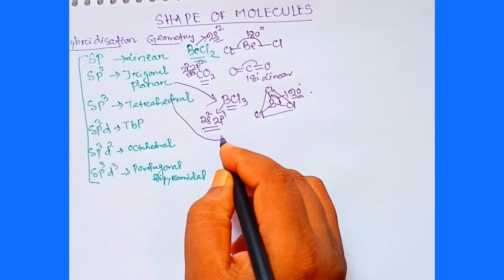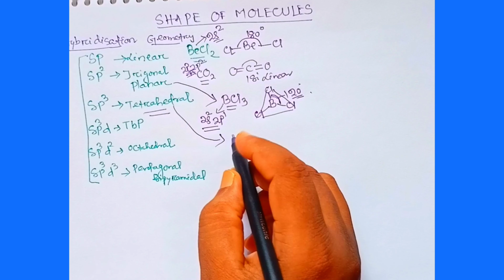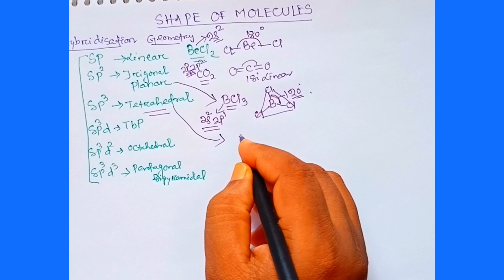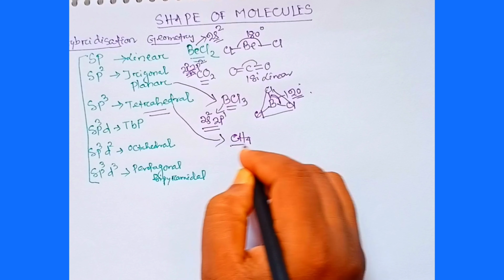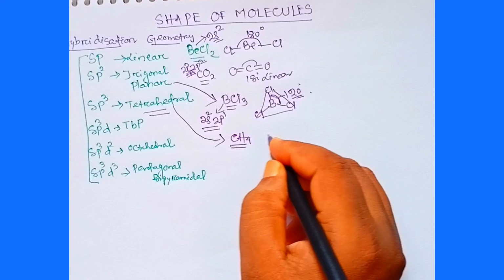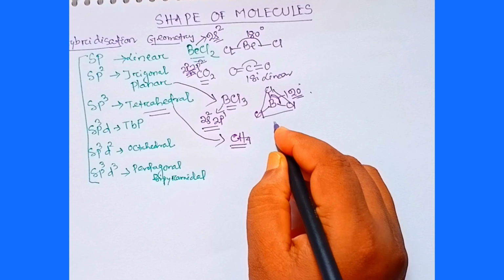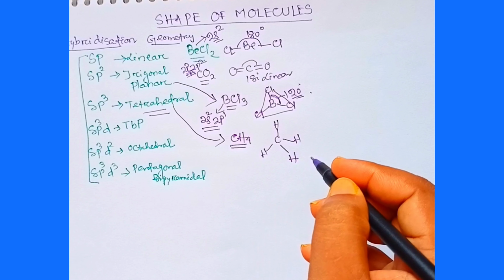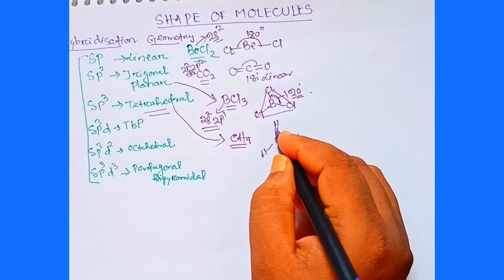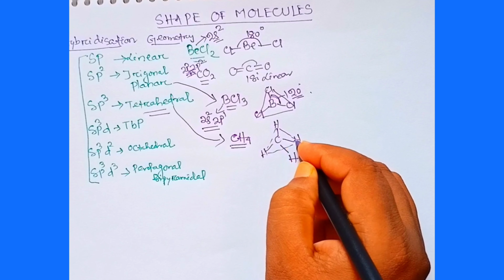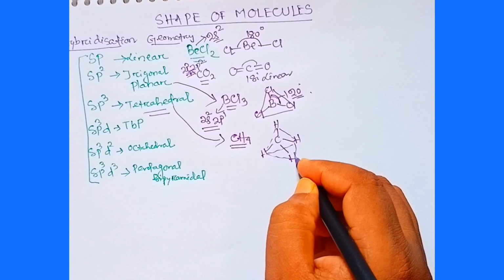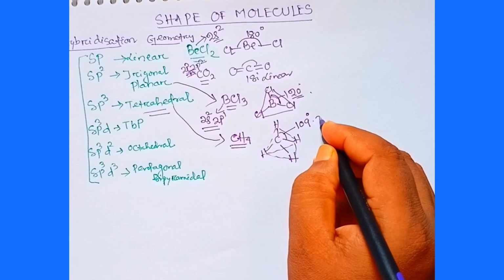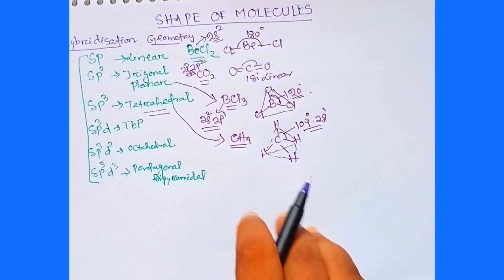Now we will discuss the tetrahedral geometry. To explain this tetrahedral geometry, let's take the example of the methane molecule, CH4. We know in the outermost orbit of carbon there are 4 electrons, so that's why it will make 4 bonds with 4 hydrogen atoms. Here we will see the geometry, it will be tetrahedral, and the bond angle will be 109 degree 28 minute.